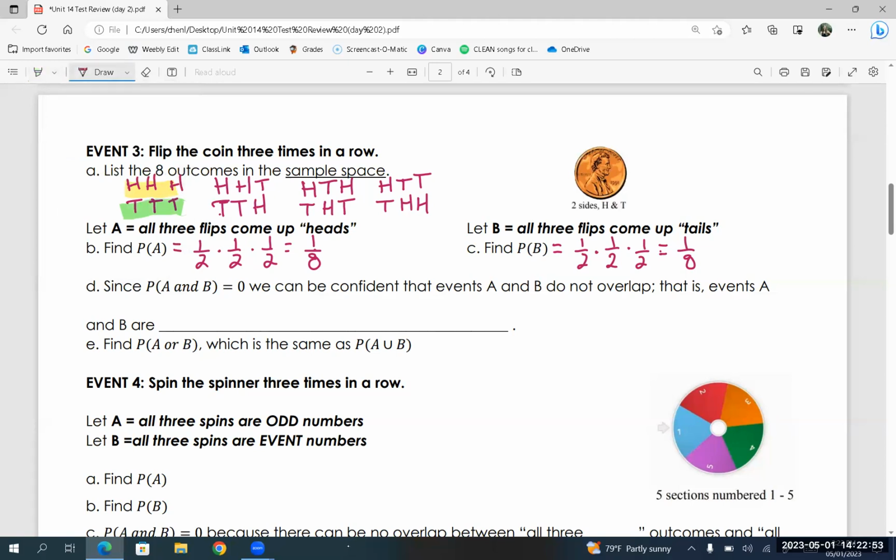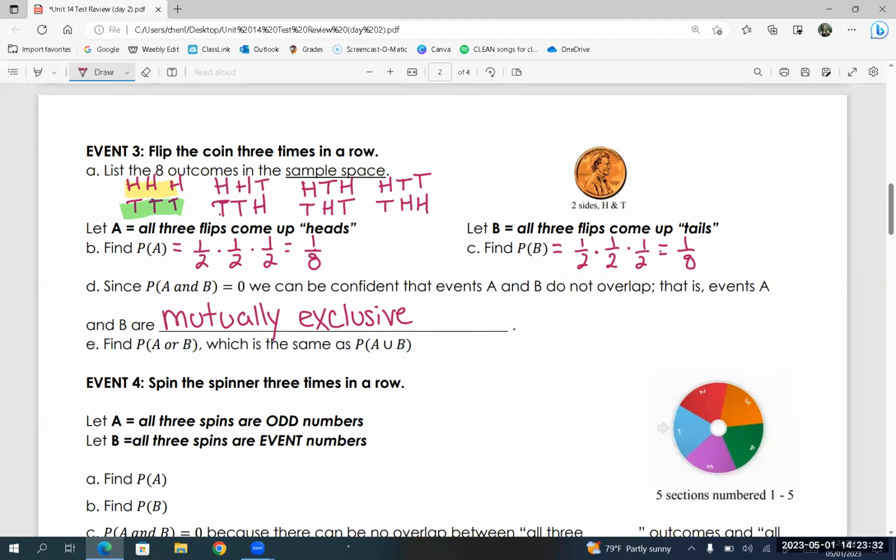Okay, part D. Since the probability of A and B equals 0, meaning I can't flip and have all 3 flips come up heads or all 3 flips come up tails, it either has to be heads or tails. A and B do not overlap. That is, events A and B are called mutually exclusive. So I can't have 3 flips that are heads and 3 flips that are tails at the same time. You can even break it down further. I can't flip a coin and get heads and tails at the same time.